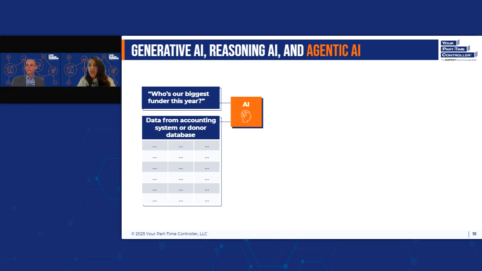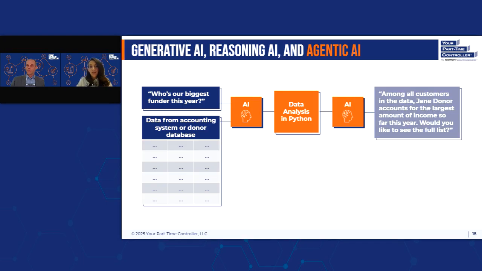So we prompt the AI by asking, who's our biggest funder this year? In a matter of seconds, it interprets the meaning of our question, writes a custom Python program to calculate the metric, runs that program, and then receives the results back and formulates a natural conversational response to our prompt.